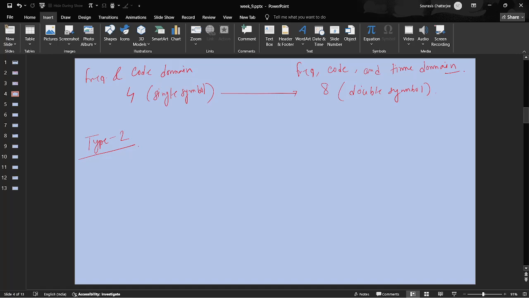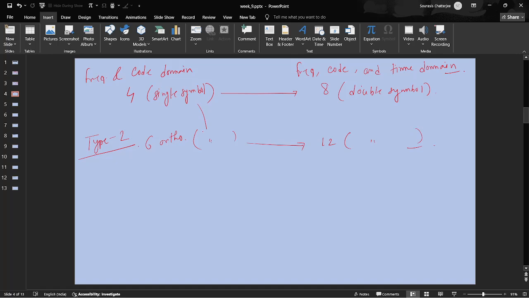And what is the number? 12. But we are talking about single symbol DMRS, right? For single symbol it is 6, and for double symbol it is 12. So for double we have 12, for single we have 6.